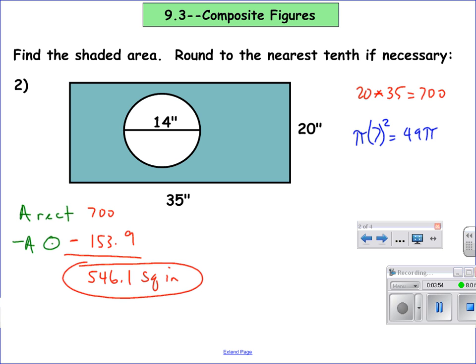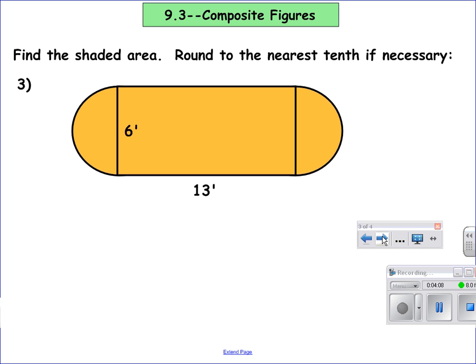Okay? So you know the area of a rectangle, you know the area of a circle, and then you just look at your picture to see how do I proceed. Well, I'm going to subtract the non-shaded area out of the shaded area. Okay? 2 more of these. Okay, I got a rectangle and 2 semicircles. So the rectangle is 6 times 13. That is a grand total of 78.